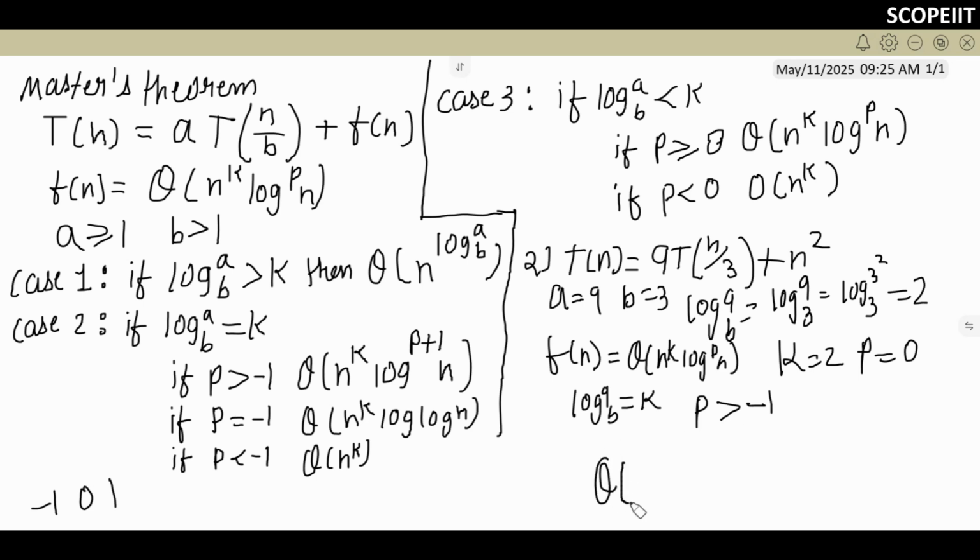So our answer will be theta of n to the power k log to the power p plus 1 of n. What is the value of k? The value of k is 2. What is the value of p? p is 0, so 0 plus 1 is 1. So here log to the power 1, that means log is there. So the answer for this question is n square log n. In next videos, more questions we will solve.